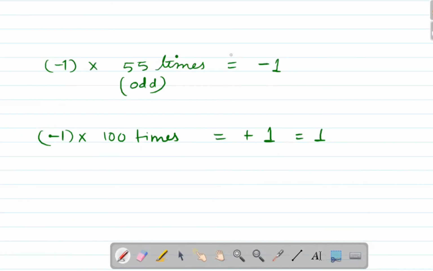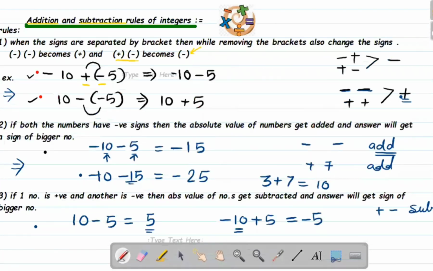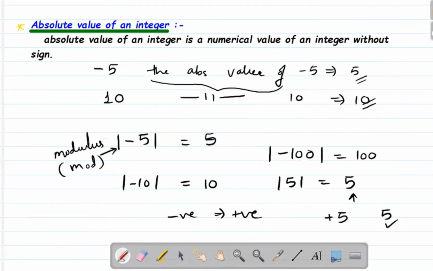So this is how we have seen the multiplication and division rules of integers, addition and subtraction rules of integers, absolute value of integers.